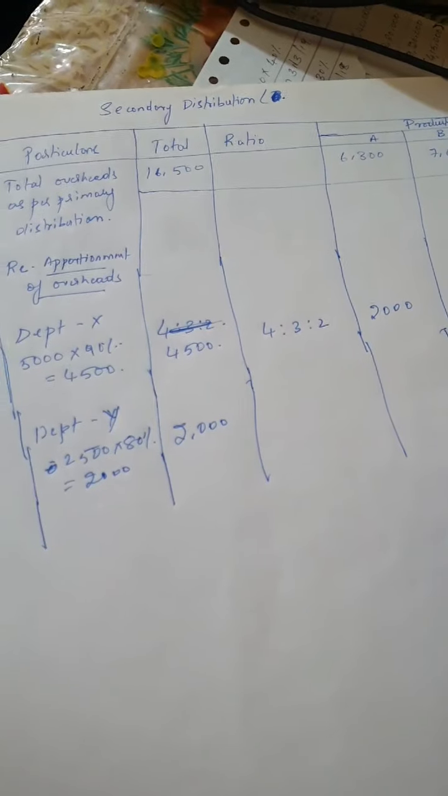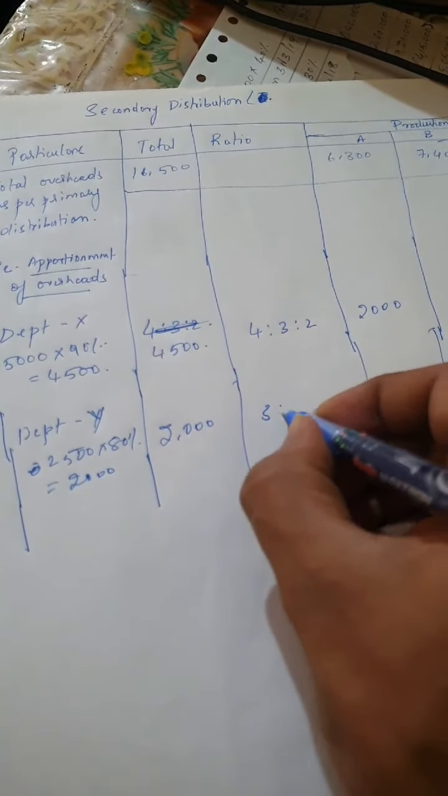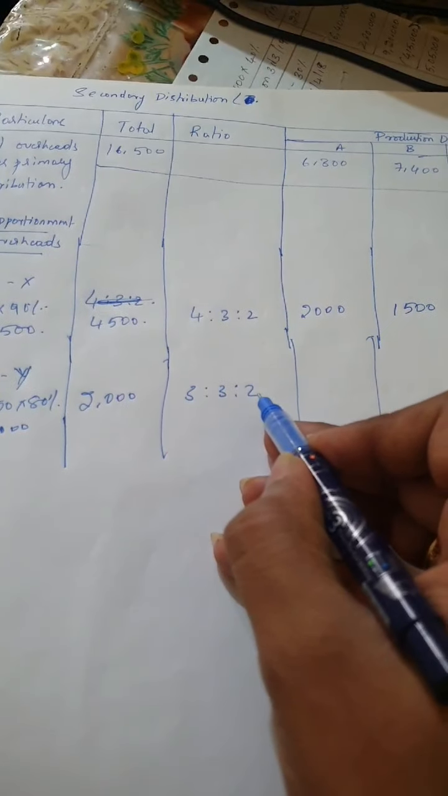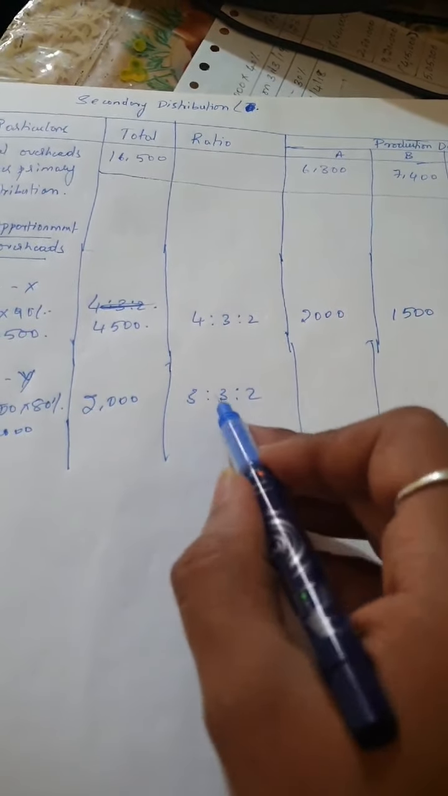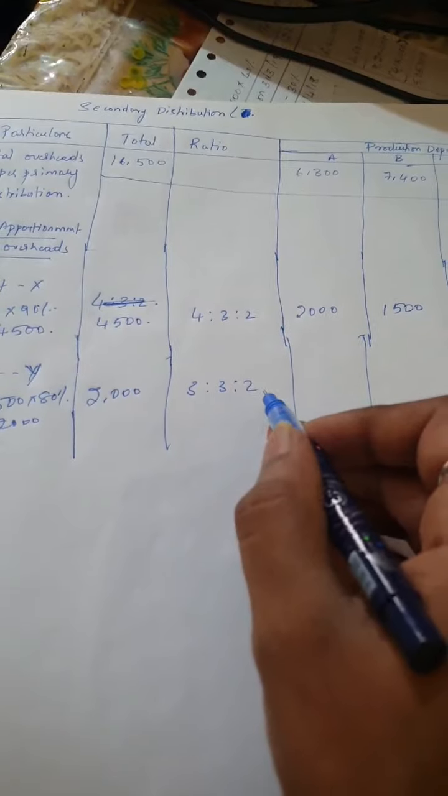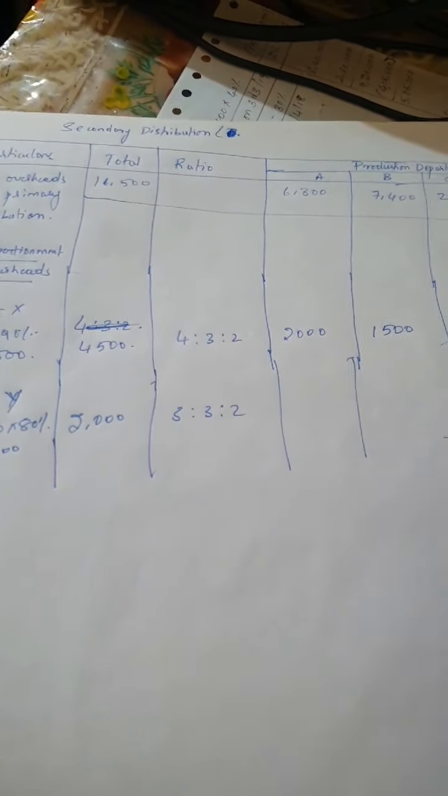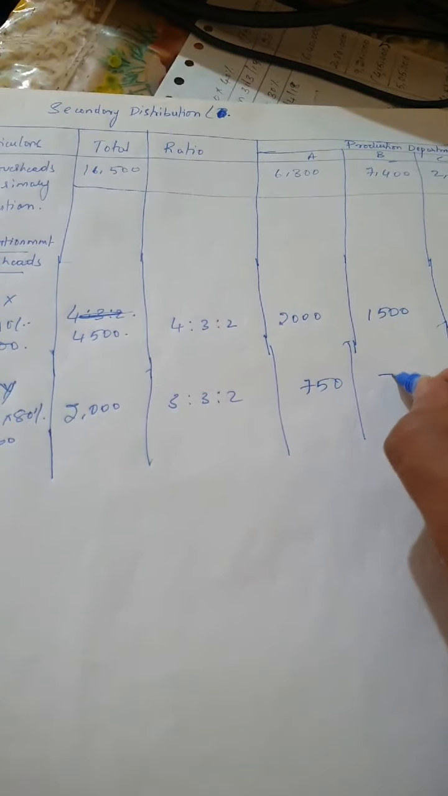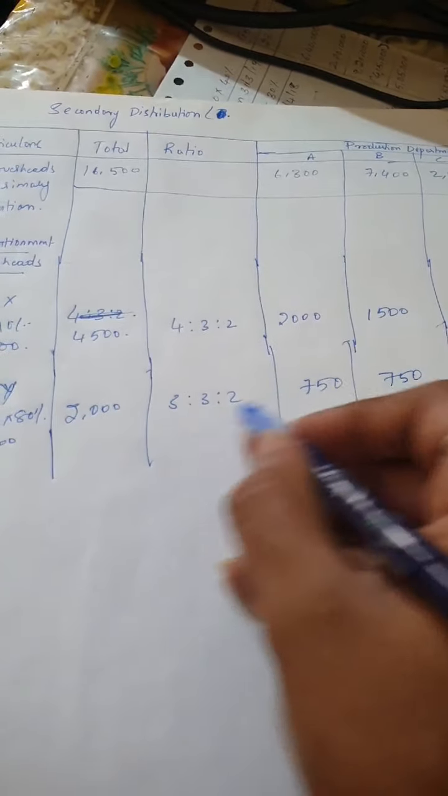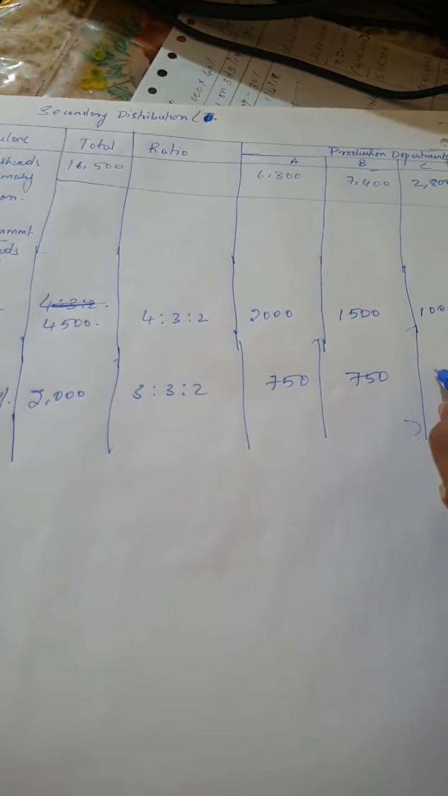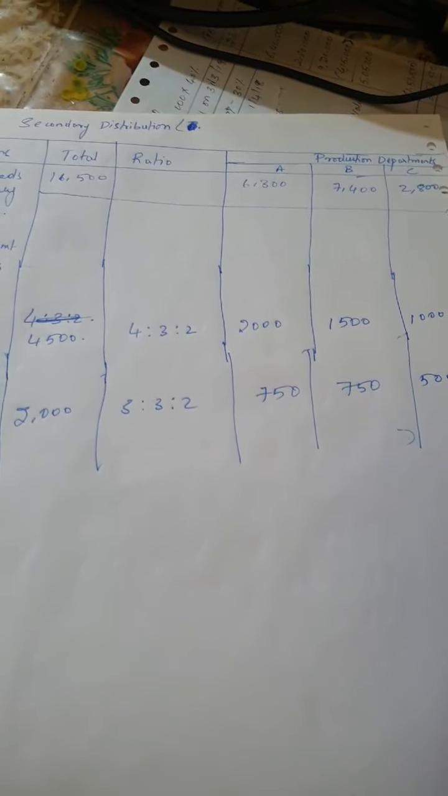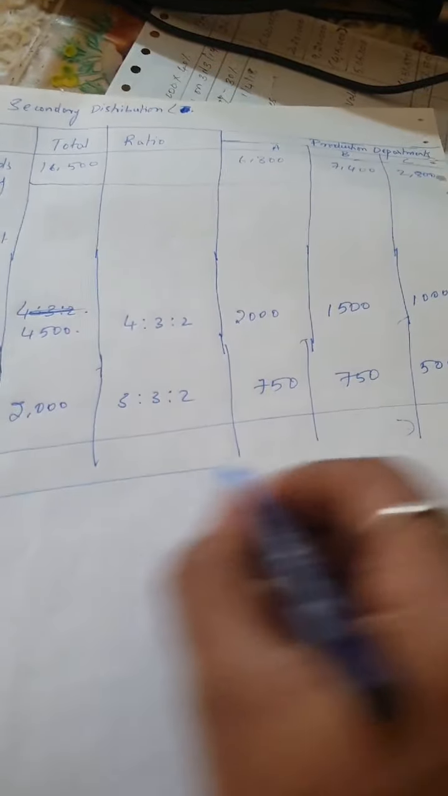So this 2000 amount we should allocate to production departments. So what is the ratio? Again, if you look at it, the ratio will be 3 is to 3 is to 2. So in this ratio we have to allocate. So 3 plus 3 is 6, 6 plus 2 is 8. So the total of this ratio is 8. So for department A, it will be 2000 into 3 divided by 8. So the amount will be 750. Again for the second department it will be the same, 2000 into 3 by 8, 750. For department C, it will be 2000 into 2 by 8. So it will get 500. So this is the end of your secondary distribution.